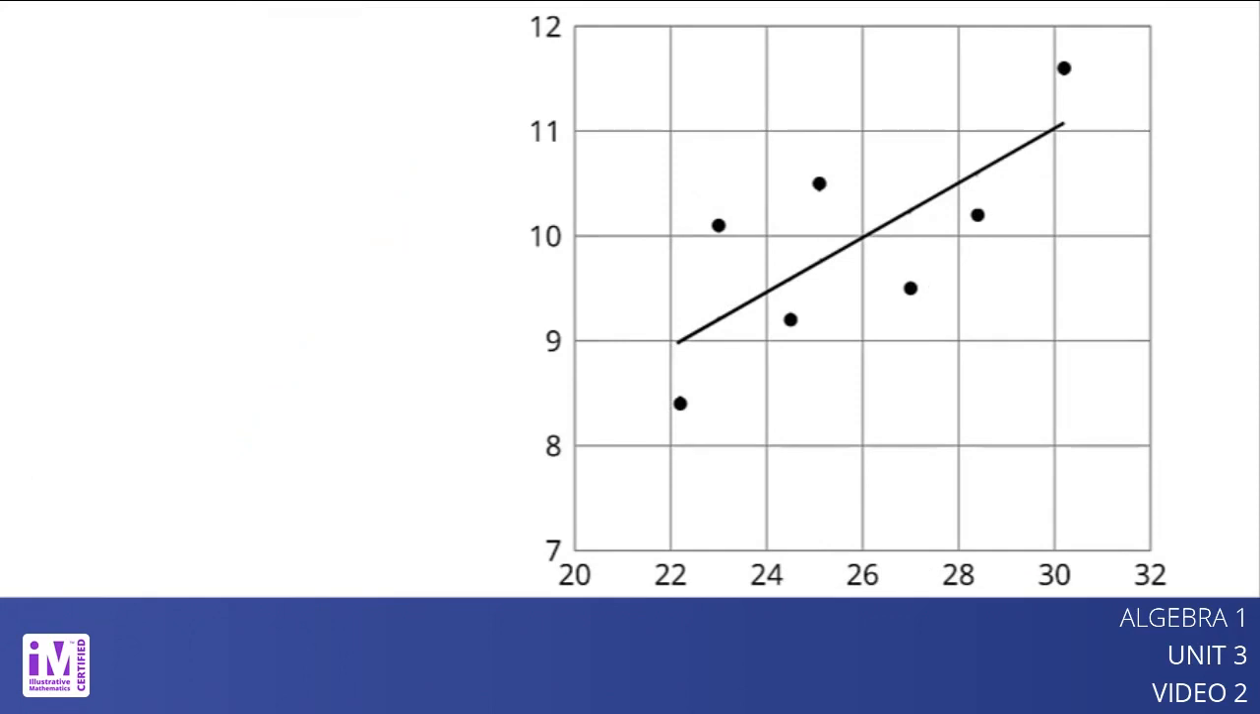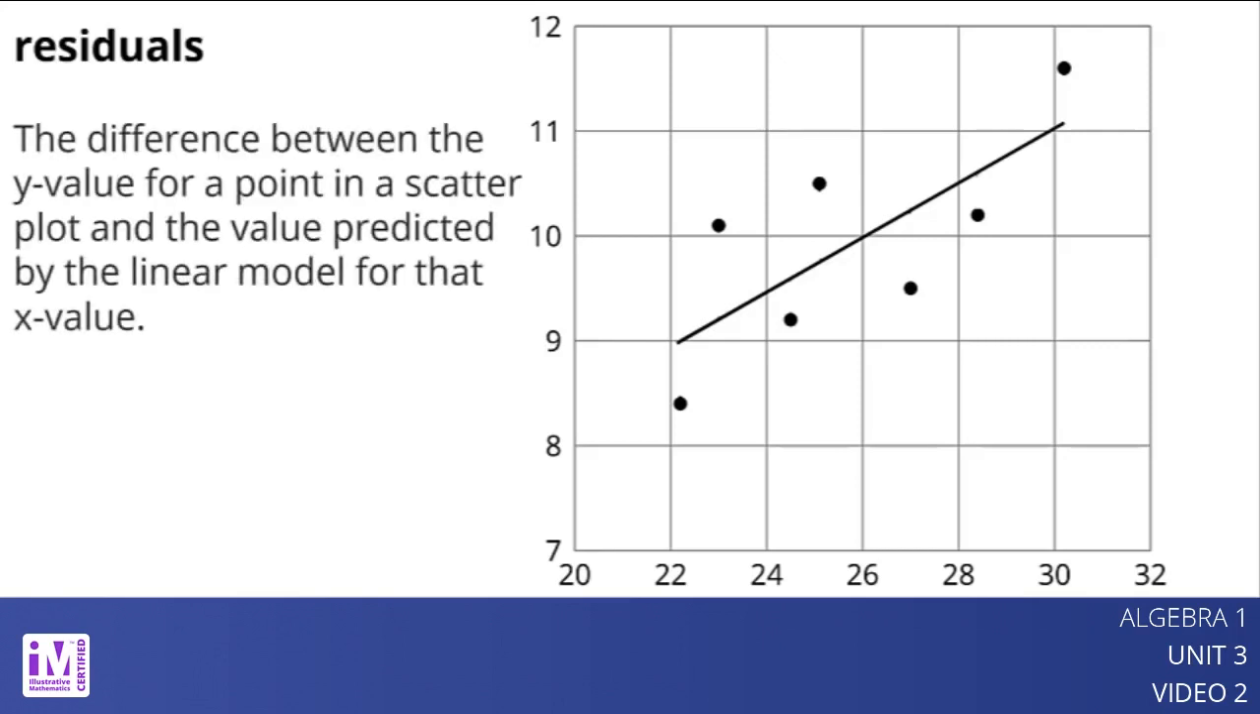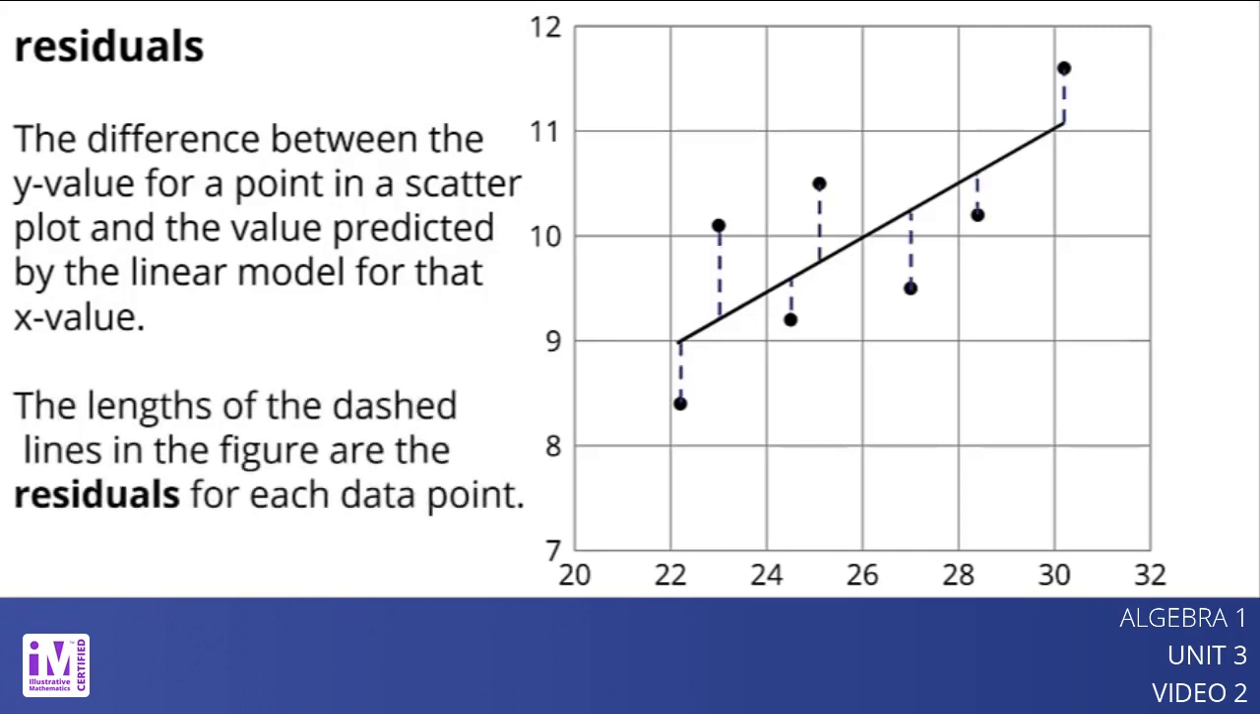When fitting a linear model to data, it can be useful to look at the residuals. Residuals are the difference between the y value for a point in a scatter plot and the value predicted by the linear model for that x value. The lengths of the dashed line in the figure are the residuals for each data point.